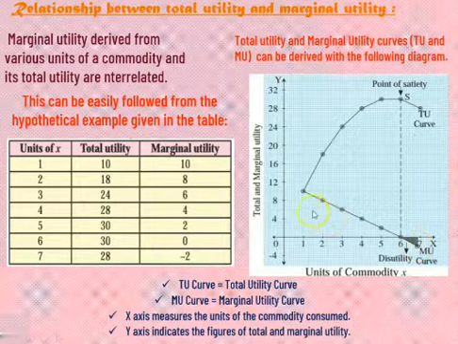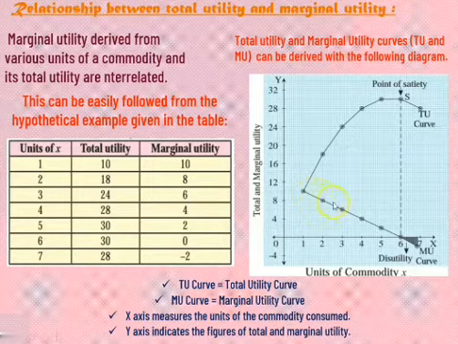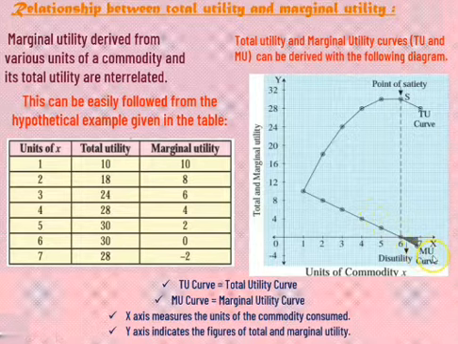And after putting all the dots here, we are just going to draw one line like this. And this is called the MU curve, or marginal utility curve, right? Now let us start to draw the TU curve.